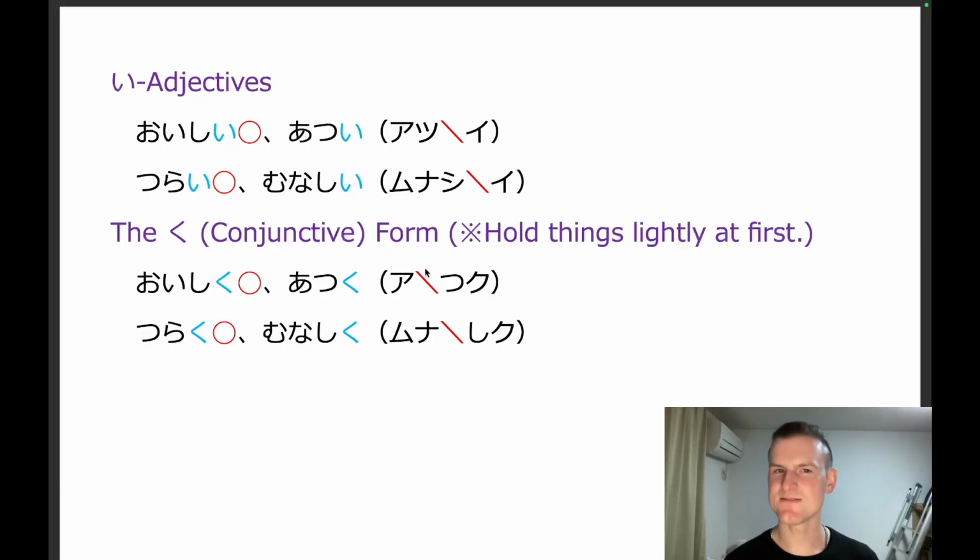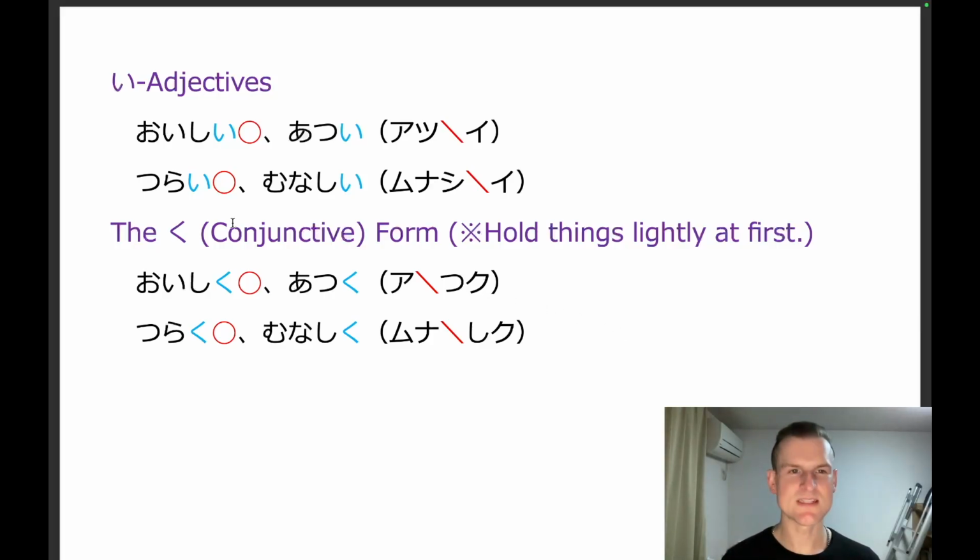I have conjunctive here in parentheses because in today's passage, it is used in a conjunctive way, meaning it's basically saying the adjective's meaning and something else. It's linking its adjective to the rest of the sentence. Now, I have a very, very important note here. It says hold things lightly at first. What do I mean by that?